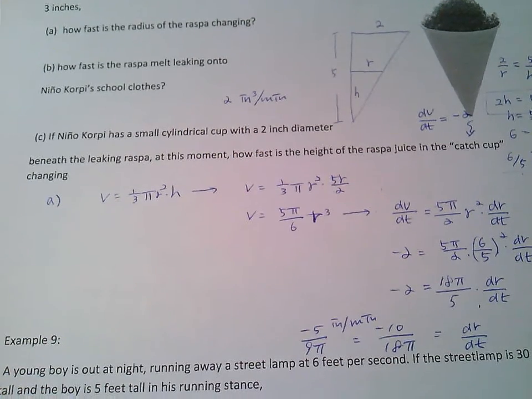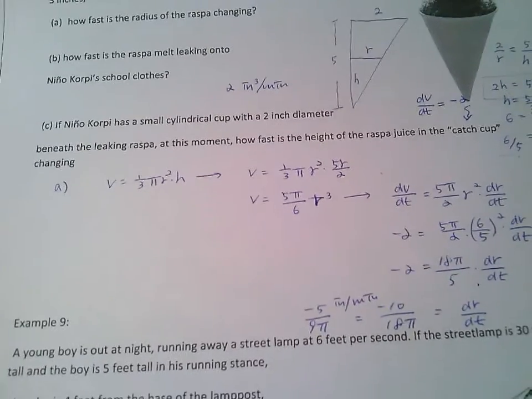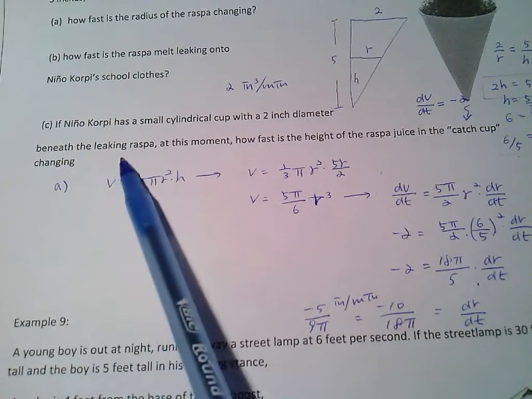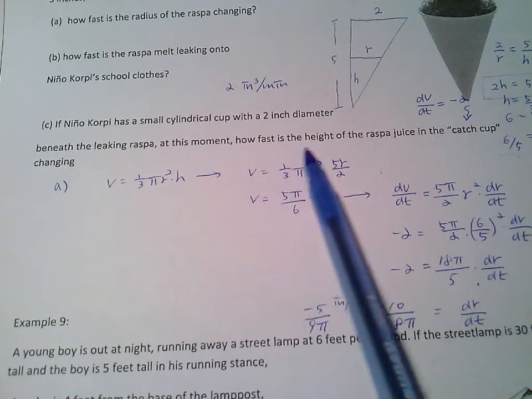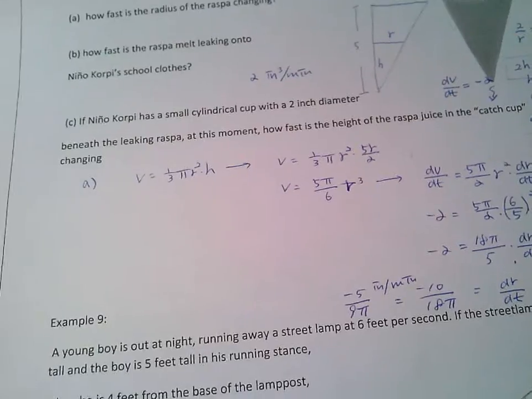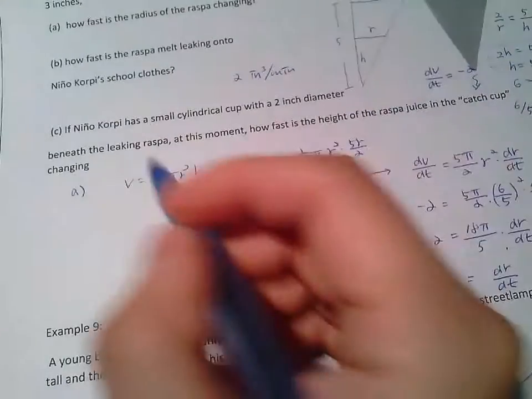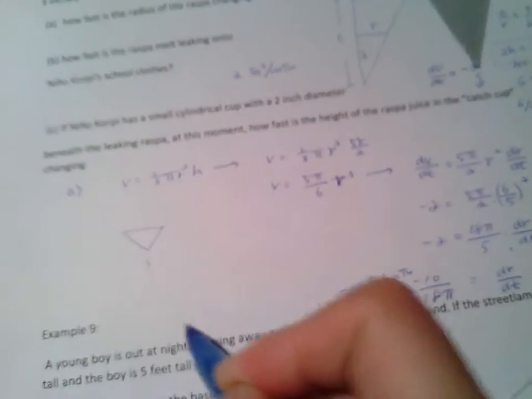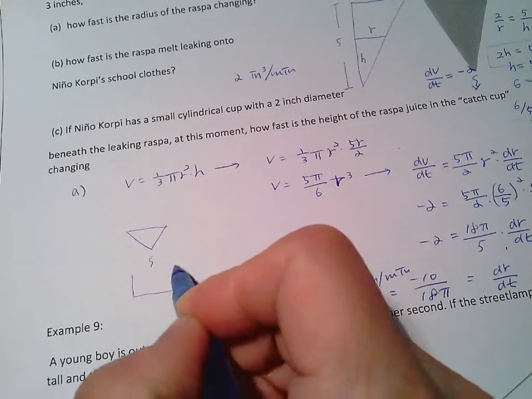Now part C. There is a small cylindrical cup with a 2-inch diameter beneath, catching the leaking mixture at this moment. How fast is the height of the juice in the catching cup changing? Okay, so this is an ice cream cup, right? It's coming out, and there is a cup underneath.